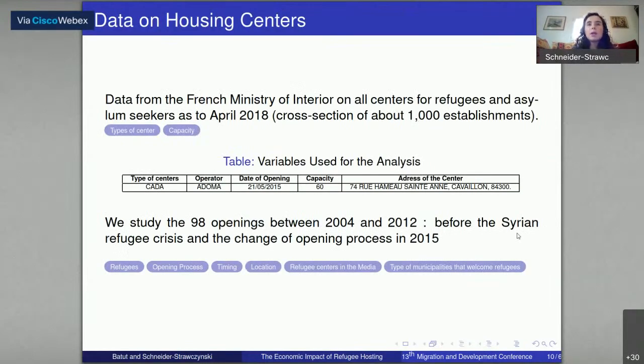So the data that I will be using are data from the French Ministry of the Interior on all French centers for refugees, asylum seekers, and beneficiaries of the subsidiary protection. So it's quite extensive because it provides us with information on the type of center, the name of the operator that is running the center, the date of opening, the capacity, and the exact address of the center.